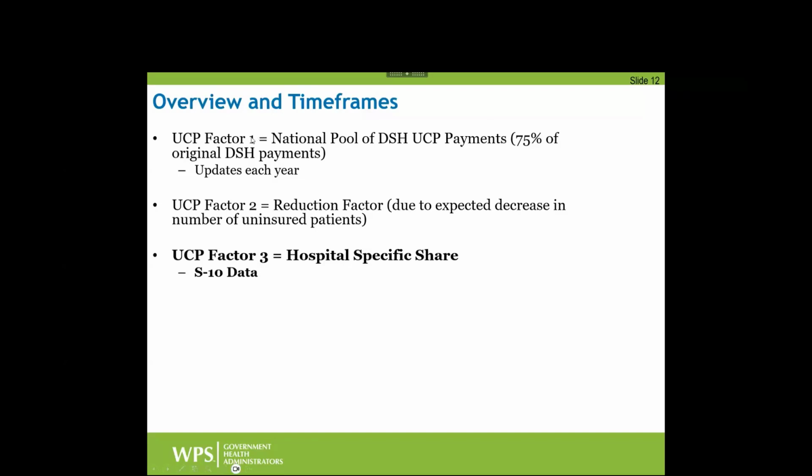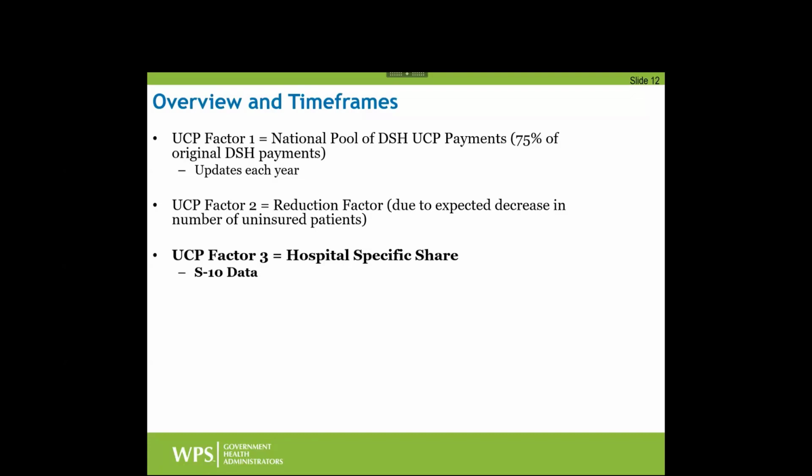So factor one, and for this to make sense, let's go back to traditional DSH. Before the UCP started, I think that was back in '13, you just had the regular DSH payment, what's called the empirically justified DSH payment. And that was based on the Medicaid ratio and the SSI ratio, and that was it.